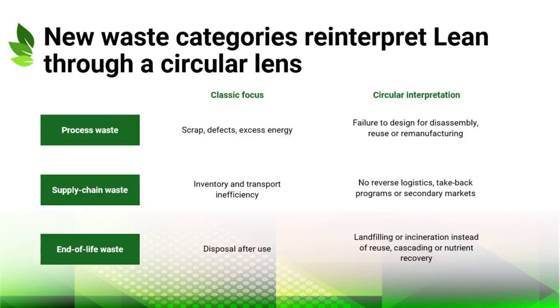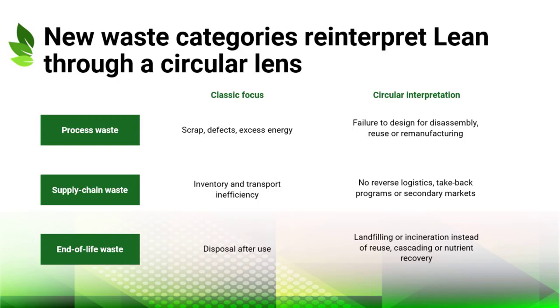The chapter proposes new waste categories that reinterpret lean through a circular lens. Process waste still includes scrap, defects, and excess energy, but it also includes failure to design products for disassembly, reuse, or remanufacturing. Supply chain waste still includes inventory and transport inefficiencies, but it also includes missing reverse logistics, take-back systems, or secondary market infrastructure. End-of-life waste becomes a distinct concern because landfilling and incineration are treated as preventable outcomes rather than unavoidable final stages. This categorization helps managers identify where value is lost.